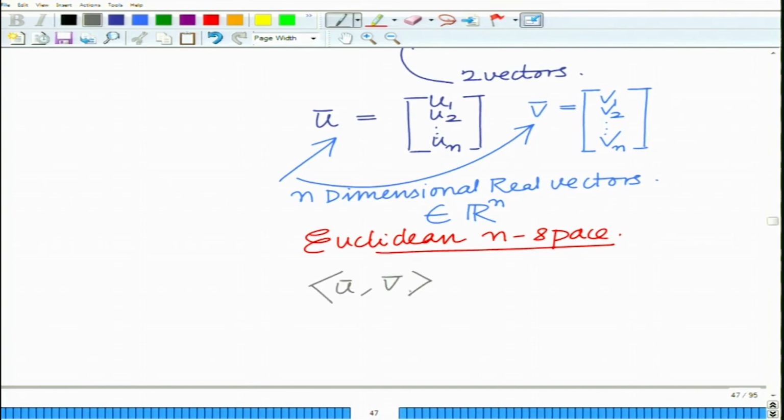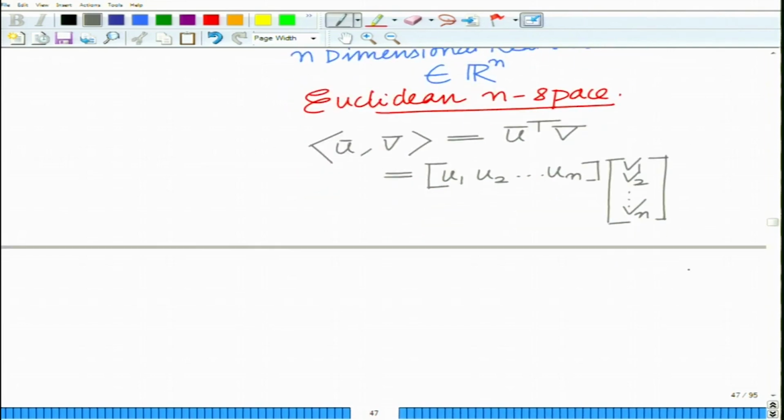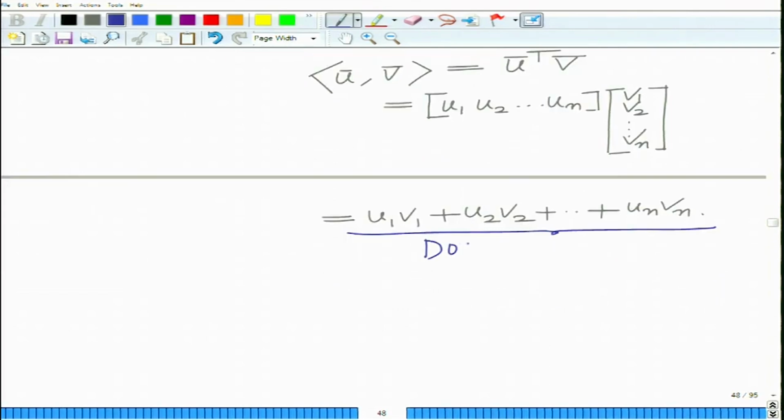The inner product in this Euclidean n space between vectors u bar and v bar is defined as u bar transpose v bar, which is basically the row vector u1, u2, un times the column vector v1, v2, vn, which is basically u1 v1 plus u2 v2 plus up to un vn. Okay. So, this is the definition of the dot product, something that you might have well seen in your vector calculus class in high school.